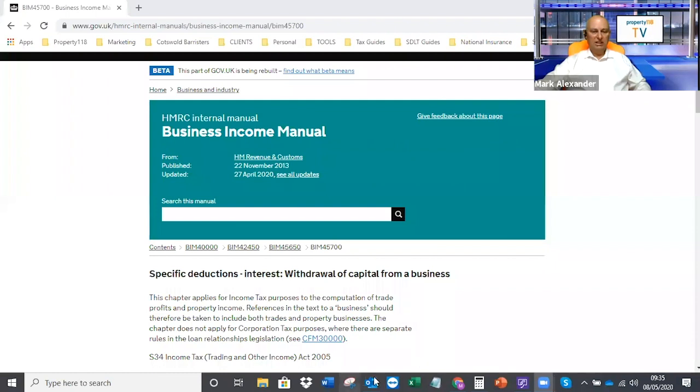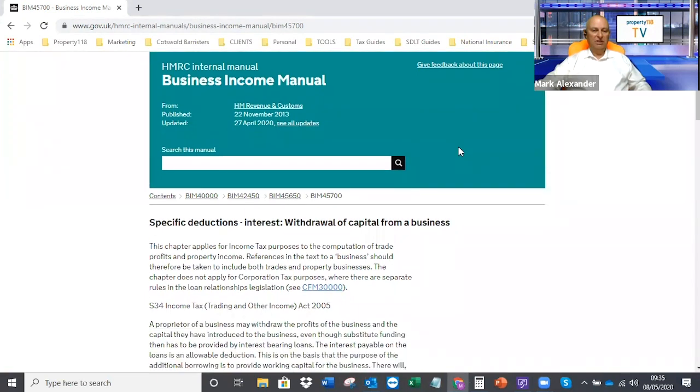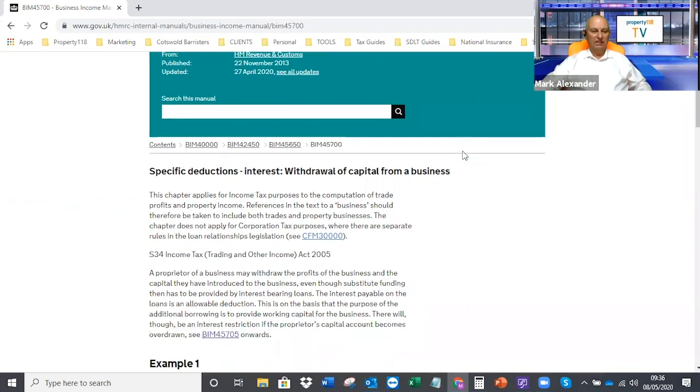So if I just quickly share screens with you, you should be able to see the business income manual from HMRC. If you want to Google this, by the way, just type into a Google search BIM, short for business income manual, 45700. Now, I call it the capital account restructure. HMRC refer to it as withdrawal of capital from business. And as we go through this, I think you'll start to understand the relevance of it.